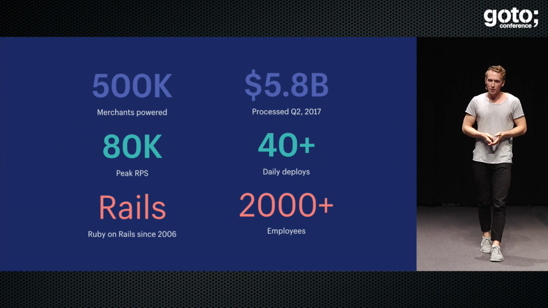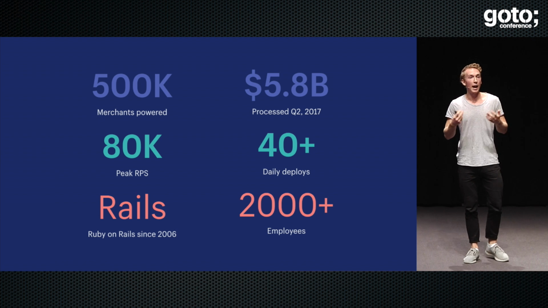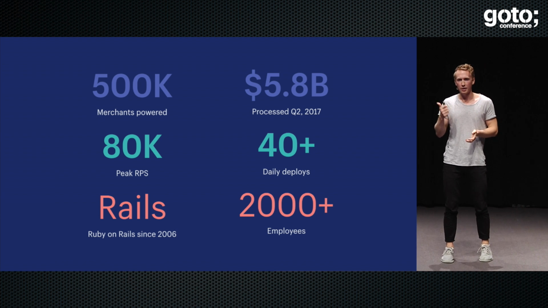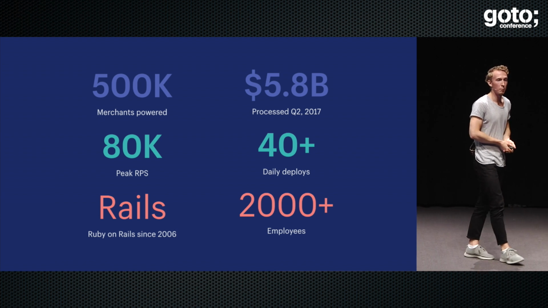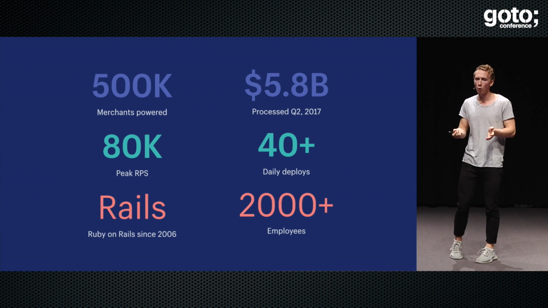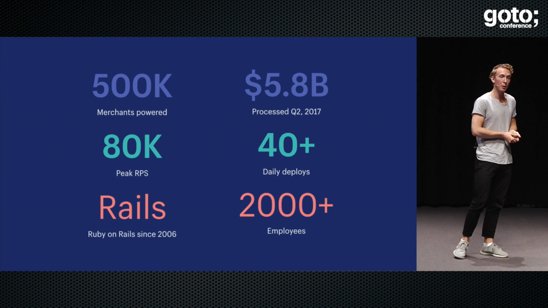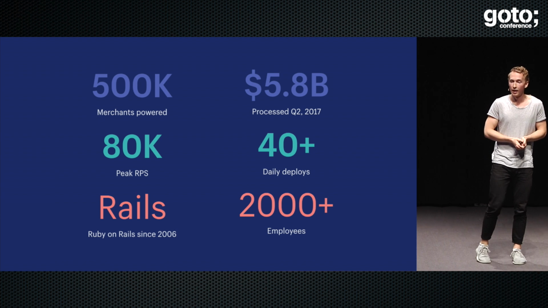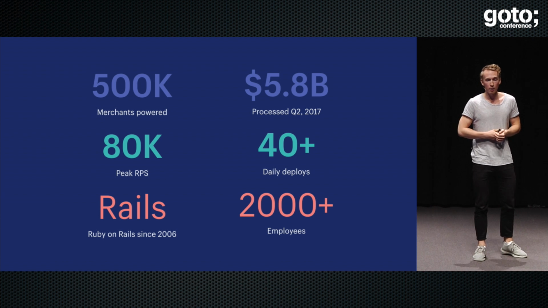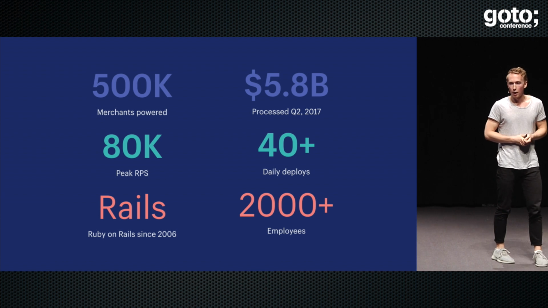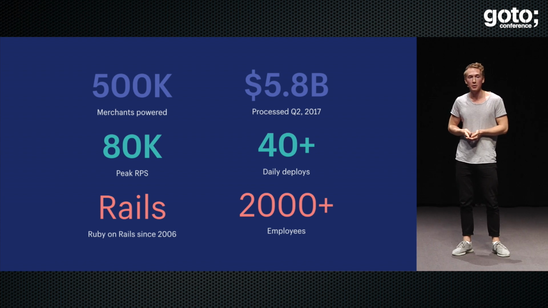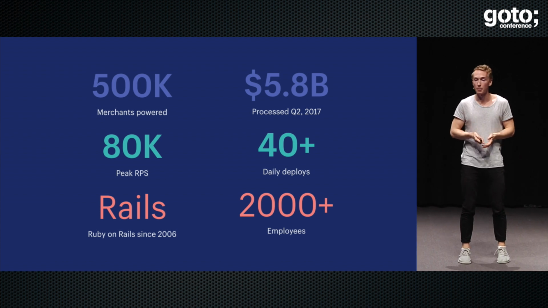Just a couple, before we get into the meat of the talk, and with this preface of how important flash sales have been to the history of our application, here's some of the numbers to keep in the back of your head for the scale that we're running at. We support about 500,000 merchants, paying merchants, all over the world. We processed almost $6 billion in the last quarter. We run up to 80,000 requests per second to our Ruby on Rails processes. We do about 40 deploys a day to this, and we have over 2,000 employees, a large fraction of those engineers deploying all the time.